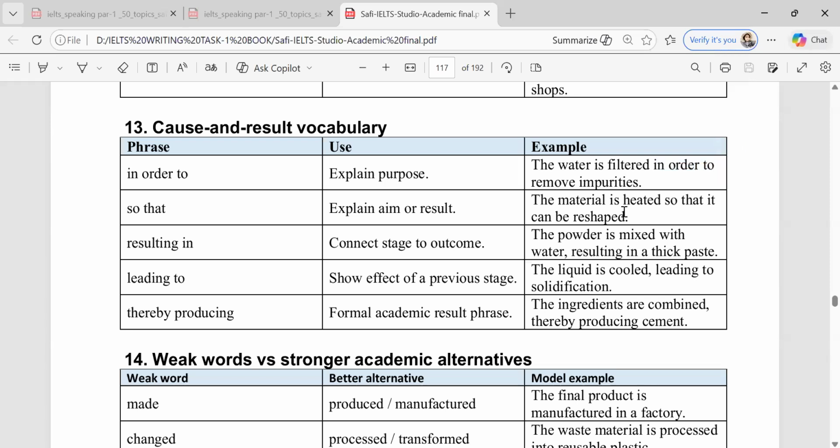The second one: the material is heated. Why is it heated? So that it can be reshaped. What was the result? For the result, we can use so that. So now these are the examples and the purposes. You can go through that.